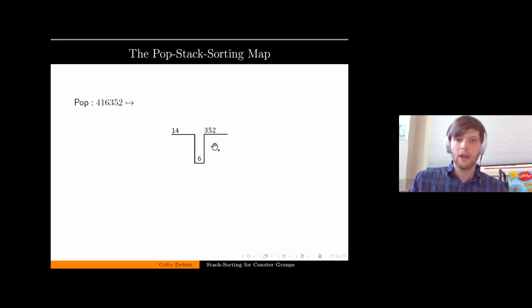6 will go in, and then 3 goes in on top of it. Now, 5 can't go on 3, so 3 has to come out. But this time, when 3 comes out, everything comes out. So 3 and 6 both come out together. Then the 5 goes in, the 2 goes in, and then the 2 comes out, which means everything comes out. So they both come out together. And we get this output permutation 1, 4, 3, 6, 2, 5.